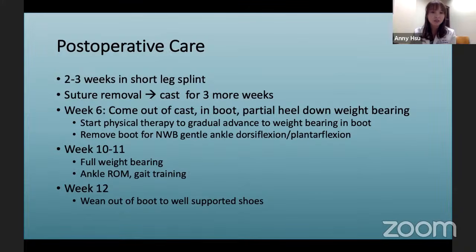They can start to work on ankle range of motion, starting with dorsiflexion and plantar flexion. By week 10 or 11, they're full weight bearing in the boot, working on their gait training and ankle range of motion. And by week 12, they should be out of the boot into well-supported shoes. Usually they're not back to sports activity until at least another month of physical therapy.